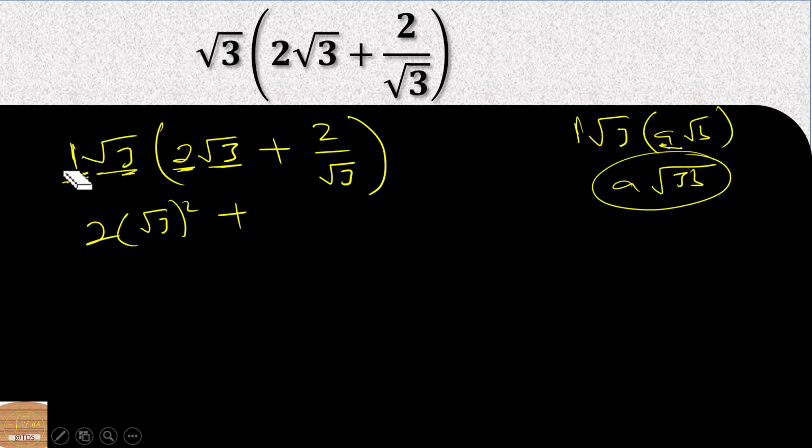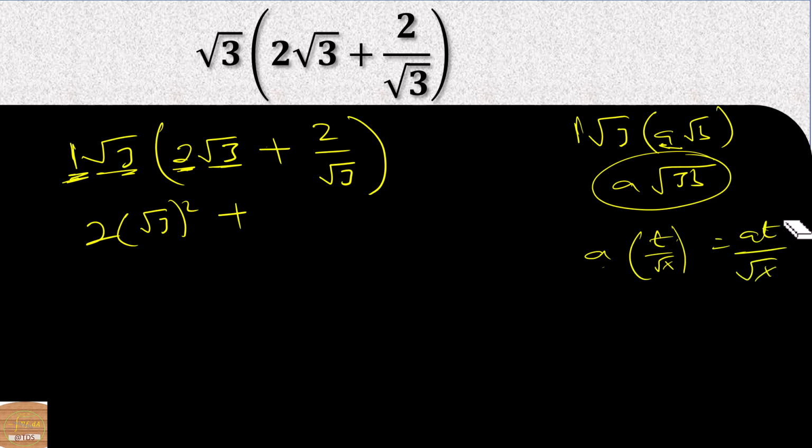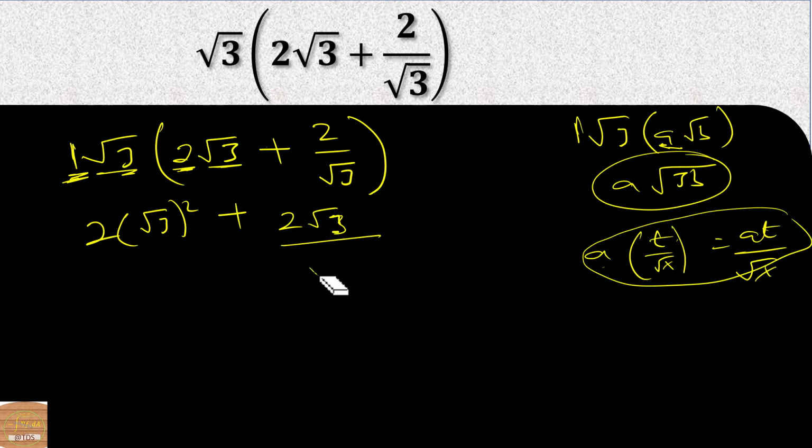So plus, now this one is a fraction, so anytime we multiply anything by a fraction like this, it affects the numerator. So we have 2 root 3 over root 3. Okay, so this one will cancel straight away, so we have this one giving us 2 times 3.